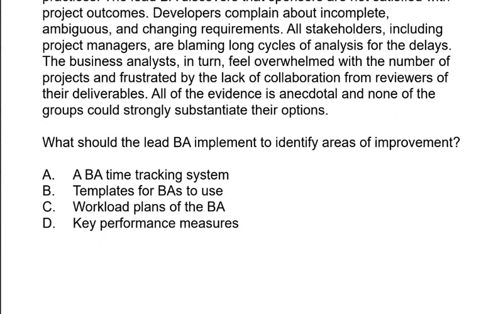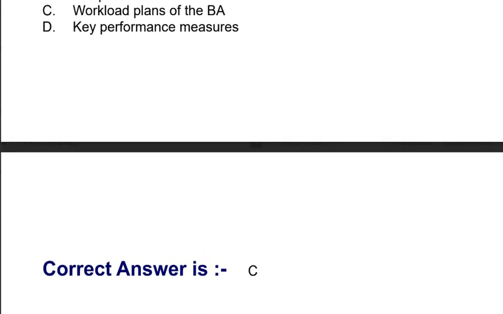Option A, a BA time tracking system. Option B, templates for BAs to use. Option C, workload plans of the BA. Option D, key performance measures. Correct answer is option C.